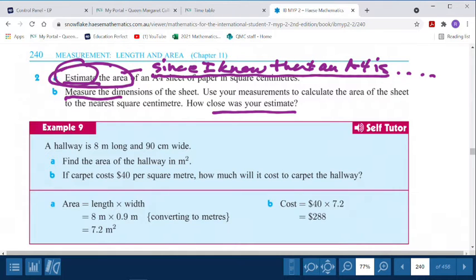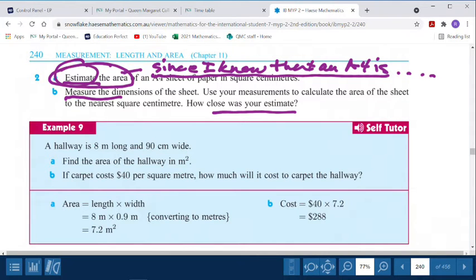An estimate does not mean you can't use tools. It just means don't use a ruler. Okay? All right. Good. You can go like this with your finger and just... Yeah, because you're not going to get an exact measurement, but it'll give you a close enough, right?